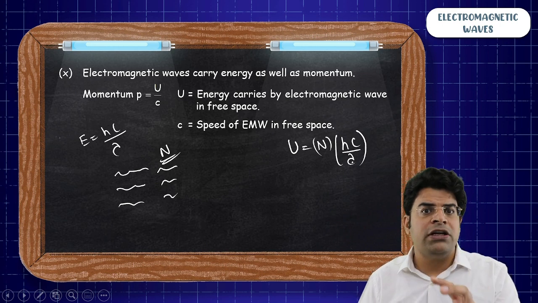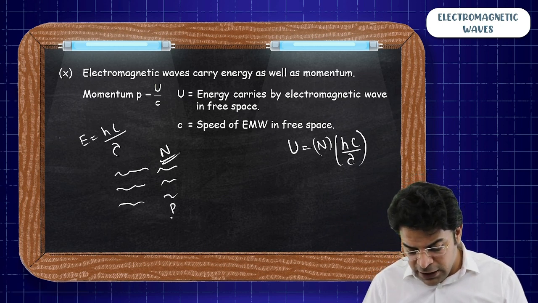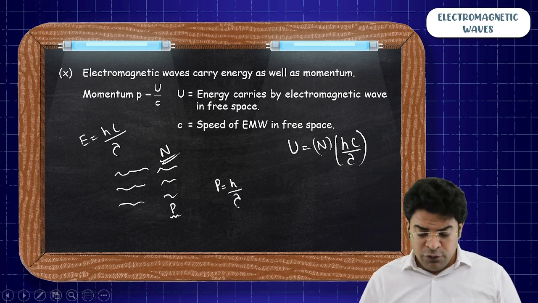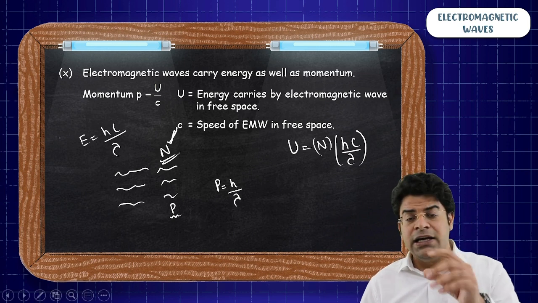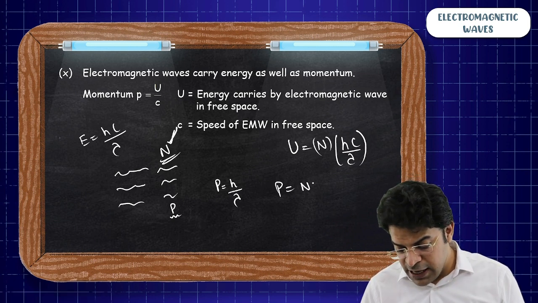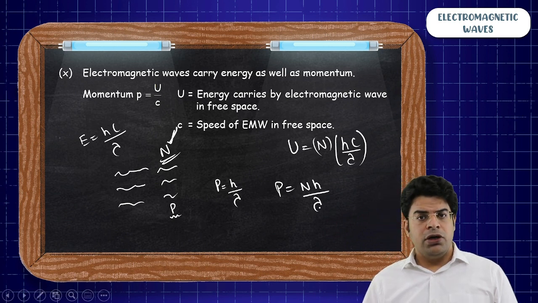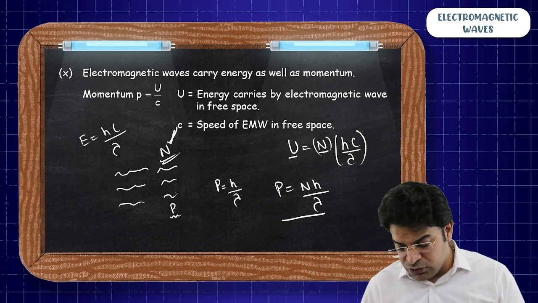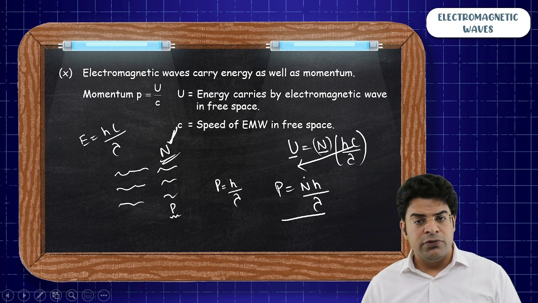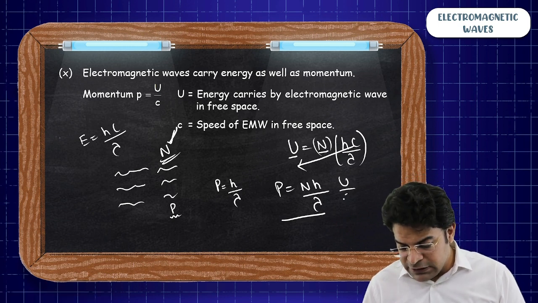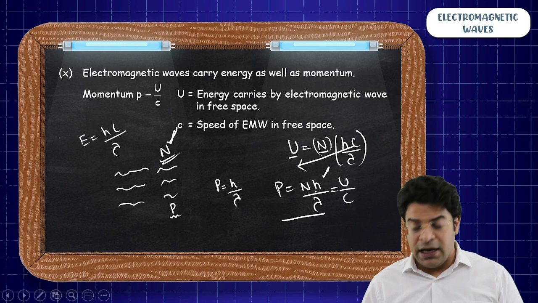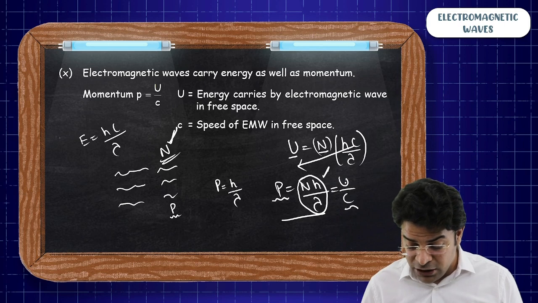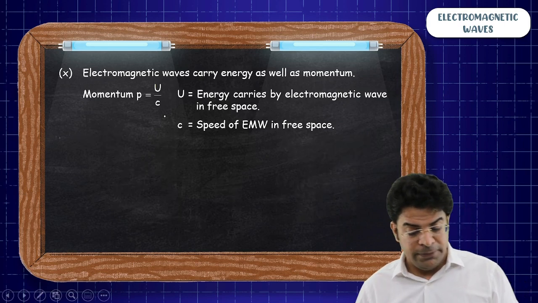And from de Broglie's hypothesis, we know that the momentum associated with one photon will be equal to h by lambda. If you have got n number of photons moving, then the total momentum will be equal to nh by lambda. So looking at energy equals n times hc by lambda and momentum equals nh by lambda, if I bring this C down here, on the left hand side I will get U by C equals nh by lambda, and this nh by lambda is the combined momentum of all the photons, and that is nothing but the total energy upon the speed of light.